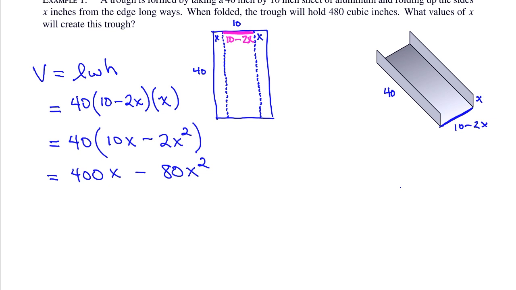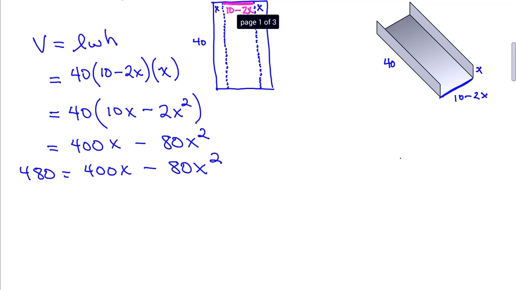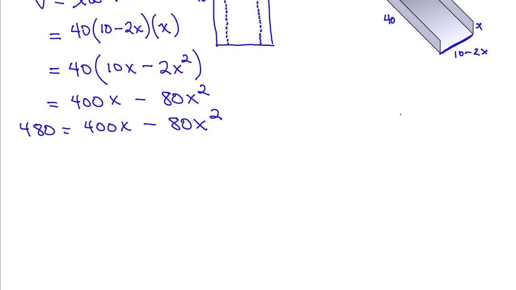What we want to find now is what values of x will give me a volume of 480. So we'll set this equal to 480. Notice that the equation that we have formed is a quadratic because the x squared is the highest x power there. To solve this, I'm going to move the negative 80x squared to the left side. I'm going to move the 400x to the left side. That comes over as a negative. And the 480 was already there. It was positive, and that's equal to 0.